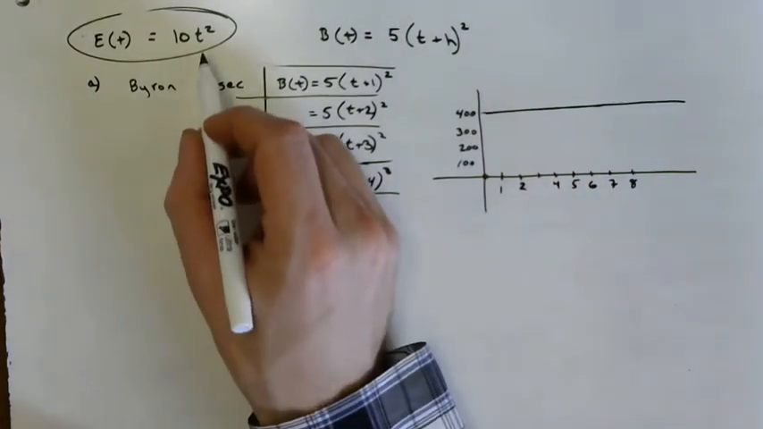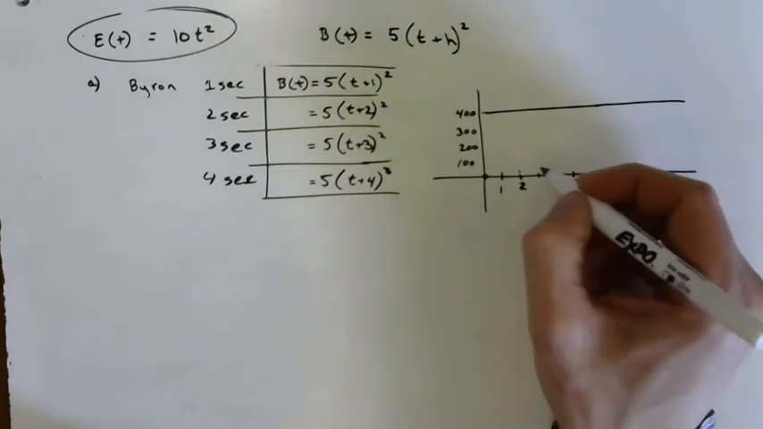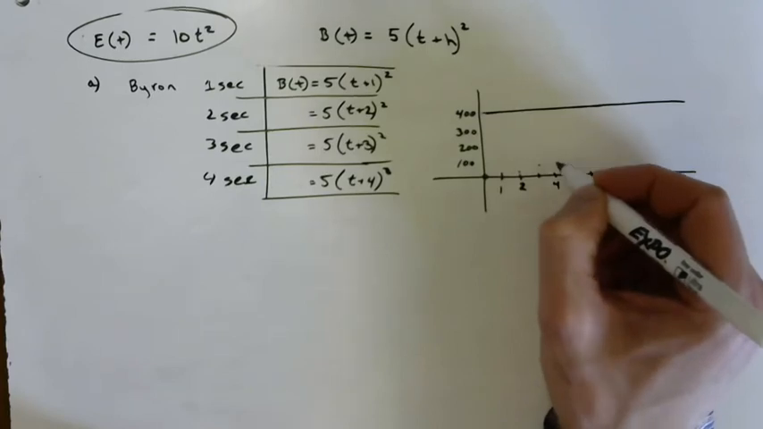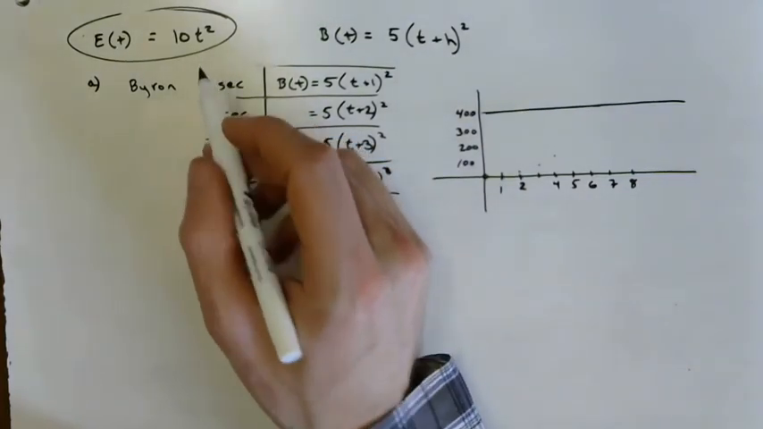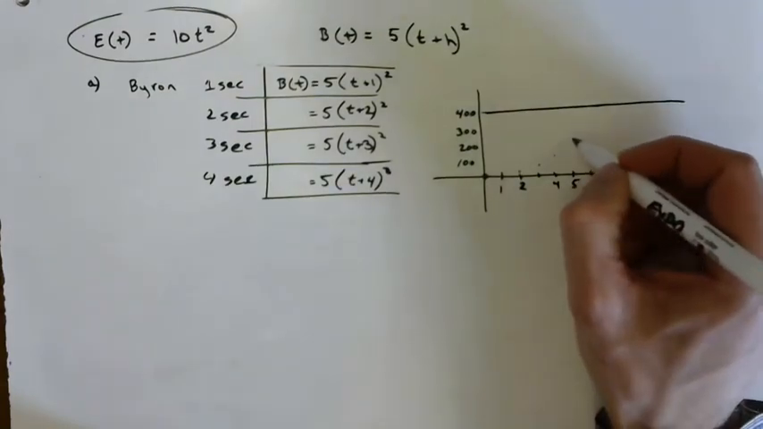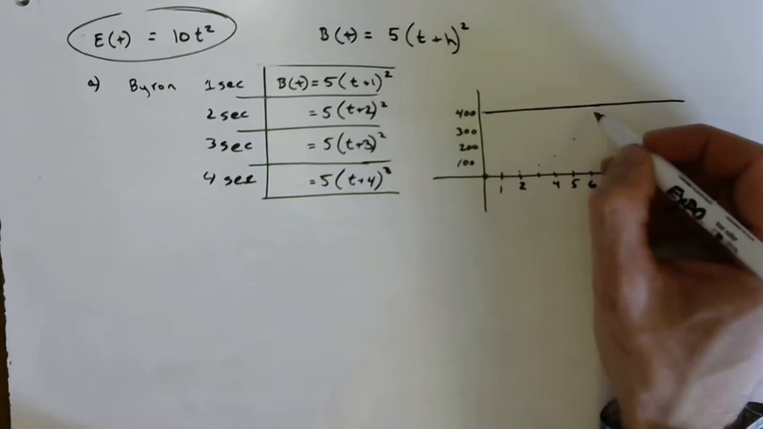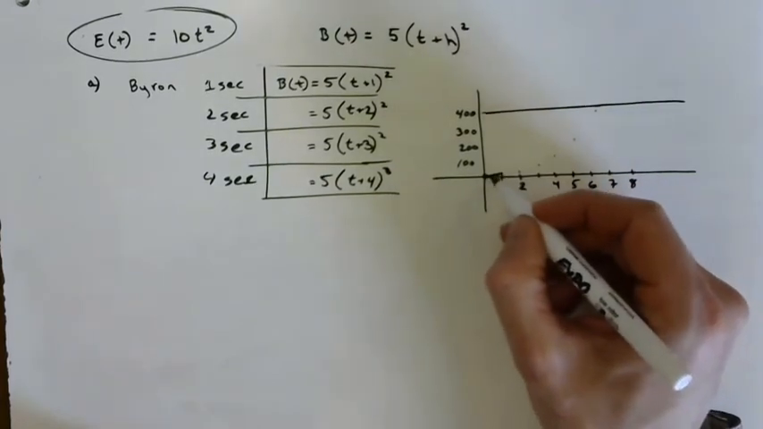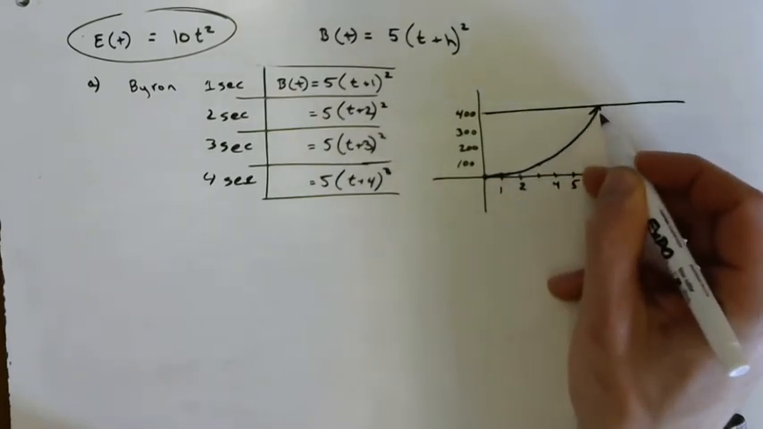At 2 seconds, she's driven 40 meters. At 3 seconds, she's driven 90 meters. At 4 seconds, she's driven 160 meters. At 5 seconds, she's at 5 squared, that's 250 meters. At 6, she's at 360 meters. And then she's pretty much done the race just after 6 seconds. So that's what her car looks like, okay?